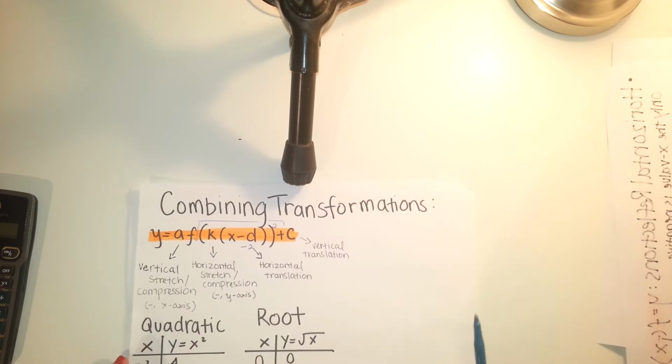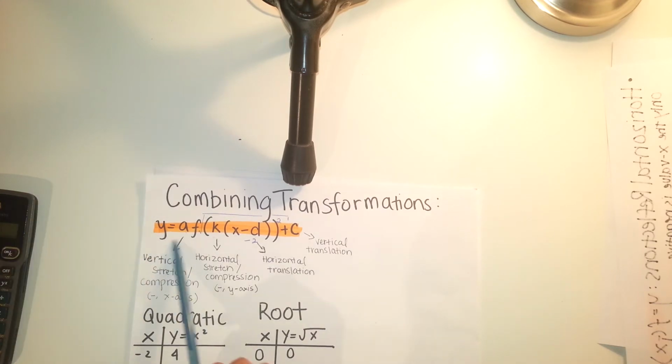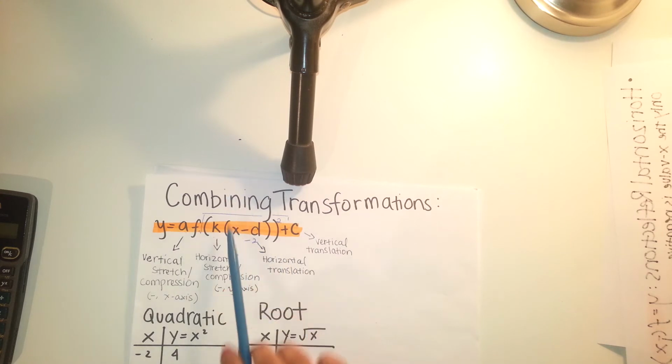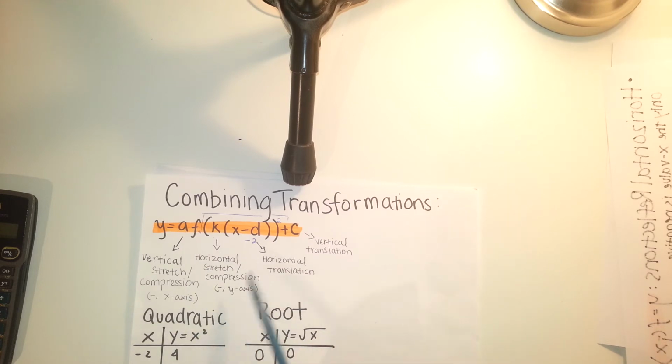Okay, so looking at this second part, we're looking at combining transformations. There are 4 values here, and they each indicate different things. The a value indicates vertical stretch or compression, and if it's negative, then it reflects off the x-axis. The k value indicates horizontal stretch or compression, and if it's negative, it reflects off the y-axis.